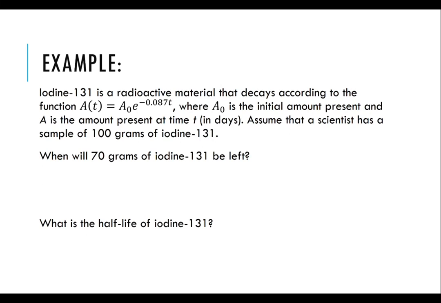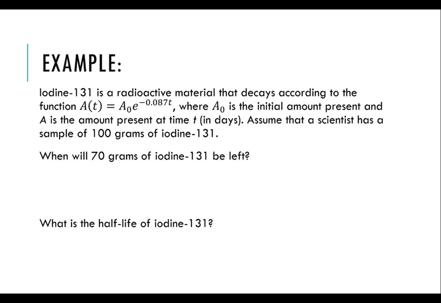Iodine 131 is a radioactive material that decays according to the function A of t is equal to A sub naught times e to the negative 0.087 t, where A sub 0 is the initial amount present and A is the amount present at time t in days. Assume that a scientist has a sample of 100 grams of iodine 131. When will 70 grams of iodine 131 be left?